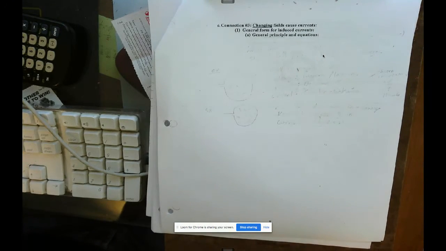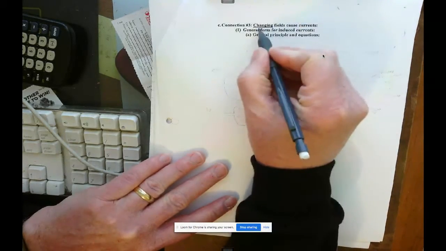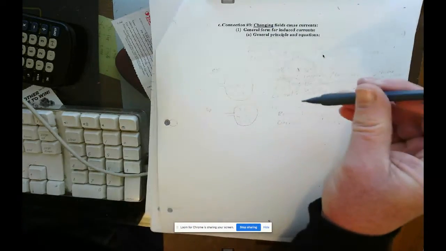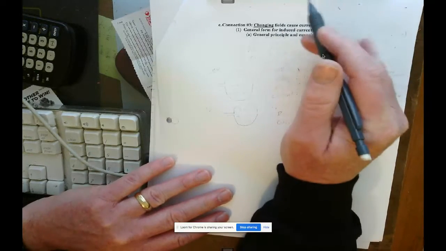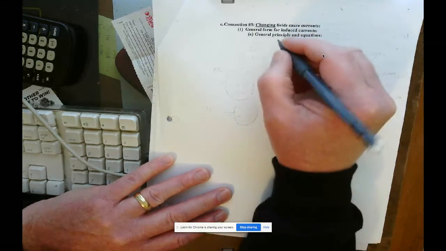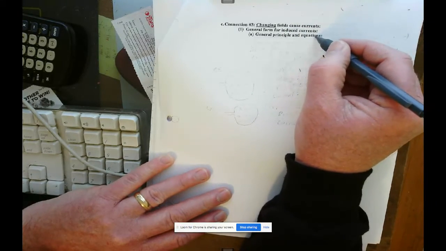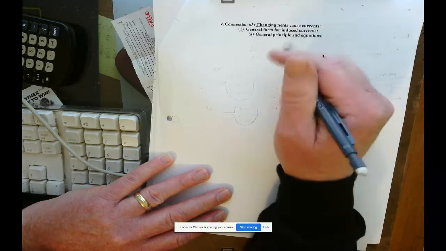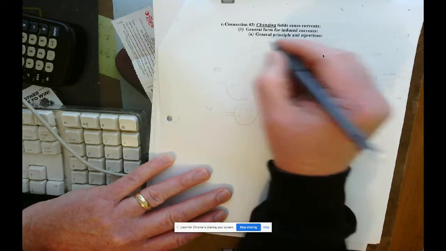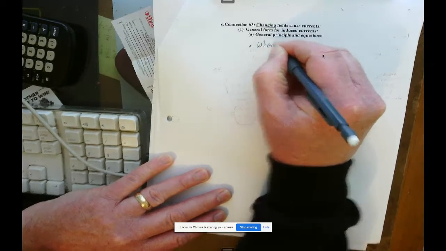So today we're going to talk about a really important concept, and that's this, that changing magnetic fields cause a current. So a strong magnetic field won't cause a current, and a weak one won't. The magnetic field has to be changing. And today we're going to talk about the general form, a general principle, and we're going to do equations in our next video.